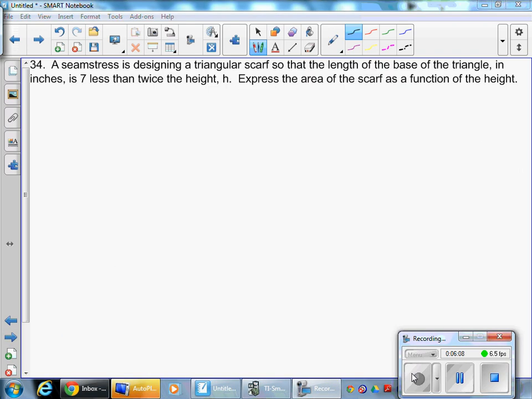All right, let's take a look at another. Here we have a seamstress. This is problem number 34. A seamstress is designing a triangular scarf so the length of the base of the triangle in inches is 7 less than twice the height, h. So the height of this triangle is going to be h, and the base is going to be 7 less than twice the height.